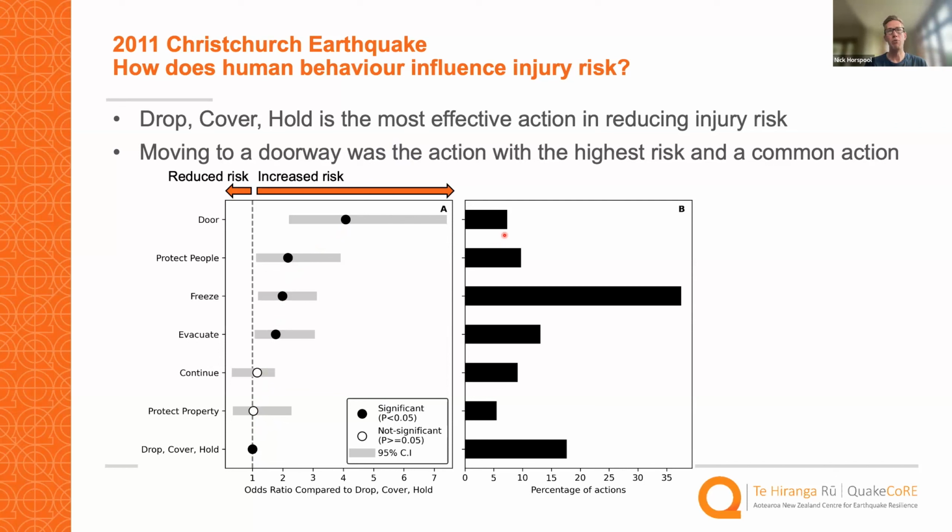About 10% of people performed it, and a lot of people still perform it and think this is a protective action. But what this data shows is that it's actually a very risky action, because you're moving to the doorway, you're standing within the doorway where you've got a moving door, which is causing a higher injury risk for people who take that action.